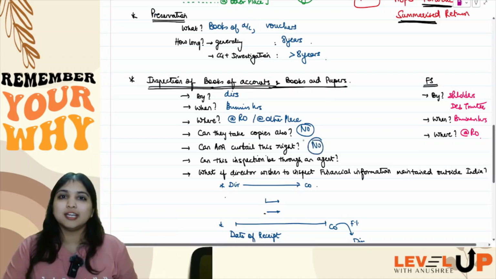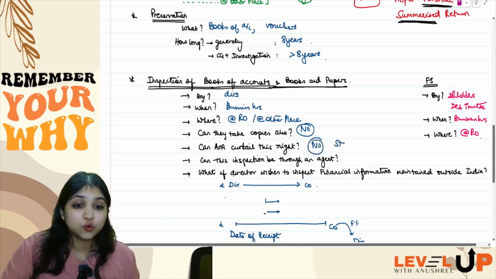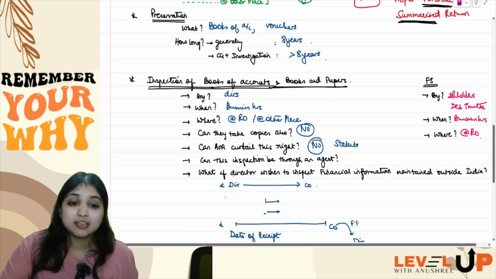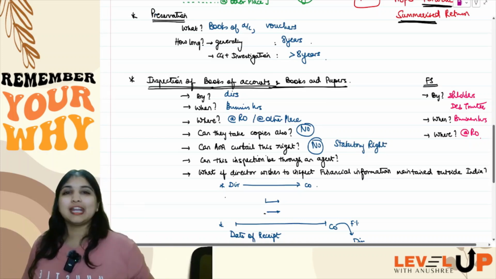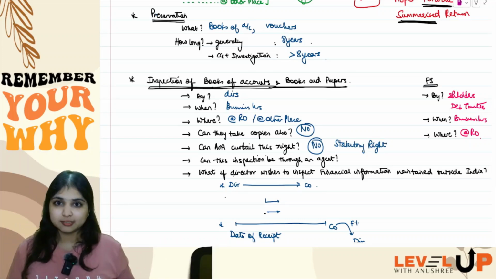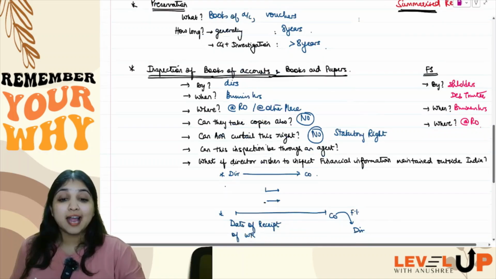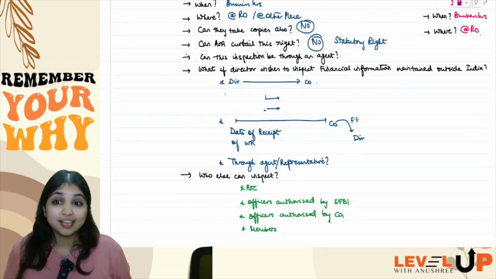No, AOA cannot take away the right. It is a statutory right, which means what? It is a right which the Companies Act has given the director. AOA cannot take away this right from the directors. Then, can this inspection be through an agent?